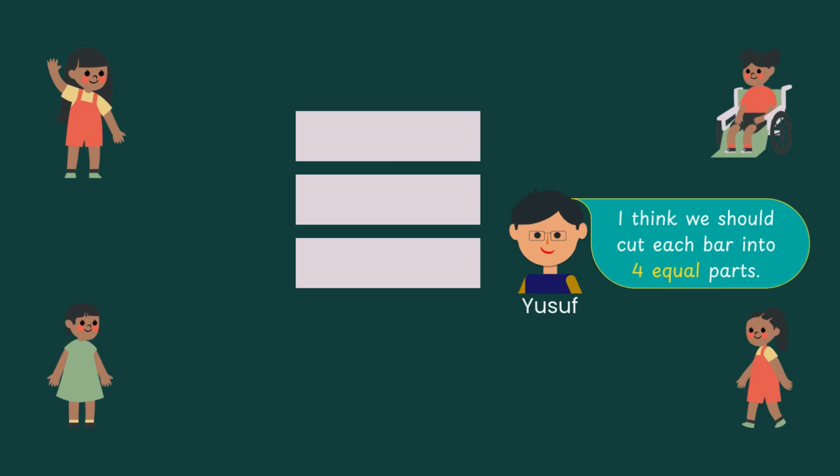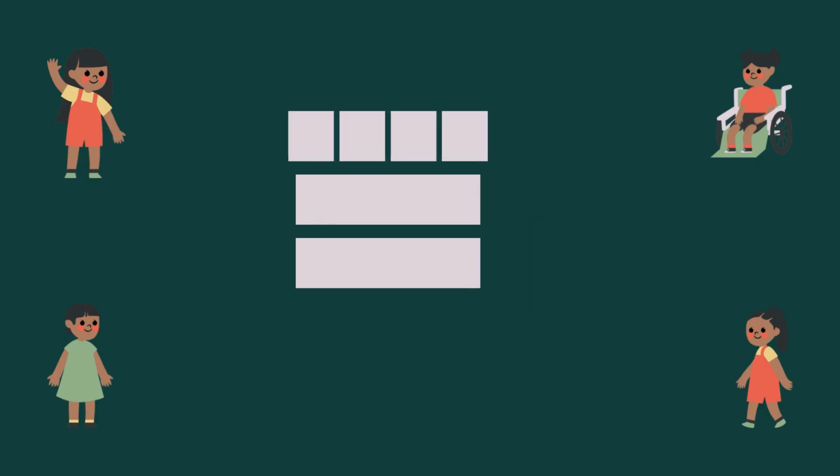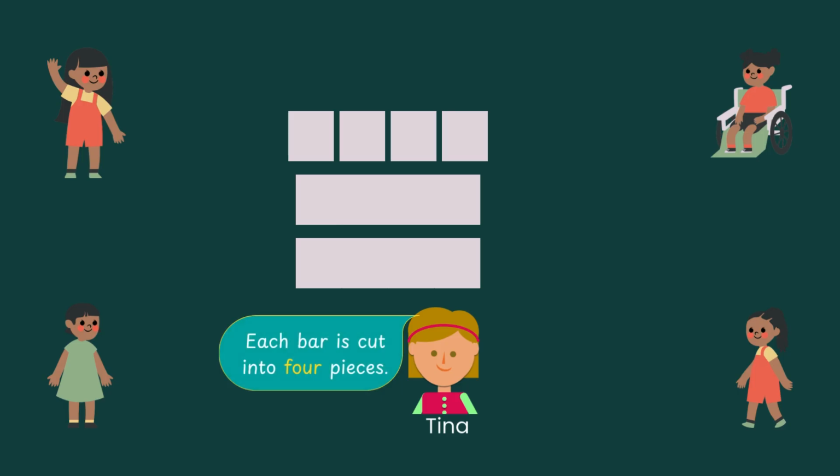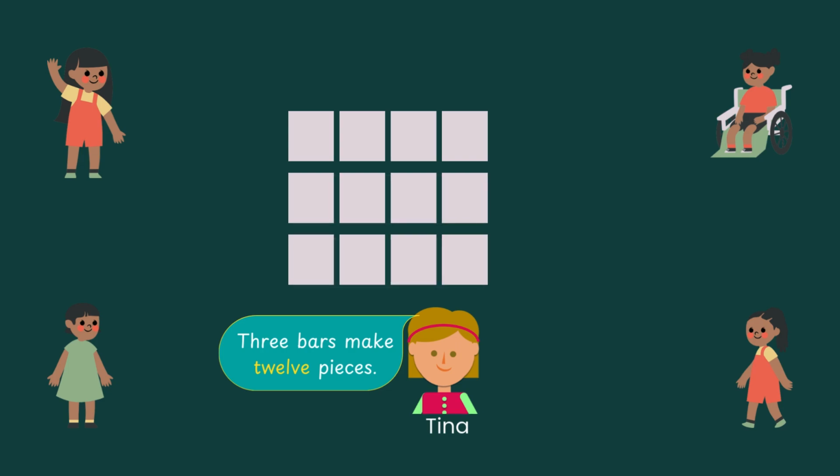He suggests cutting each chocolate bar into 4 equal parts. Do you think his method will work? If you cut all 3 chocolates like this, how many pieces will you have altogether? Yes, Tina. Each bar is cut into 4 pieces. 3 bars make 12 pieces.